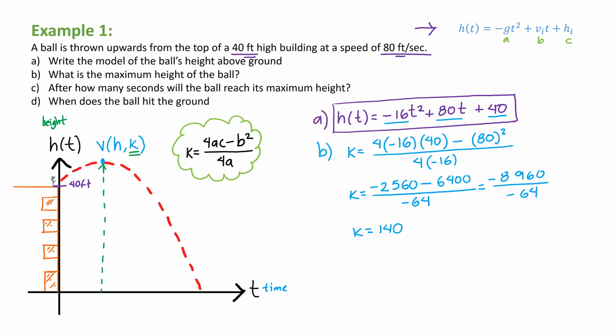So K is 140. K is the y coordinate of the vertex. And we know that the distances are being measured in feet. That means that the maximum height of the ball is 140 feet.